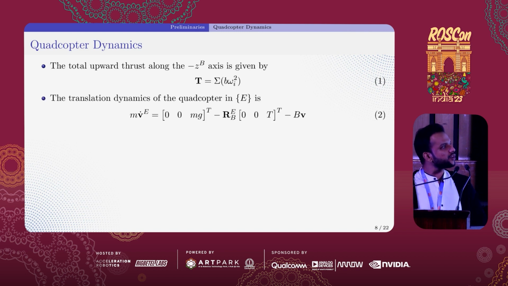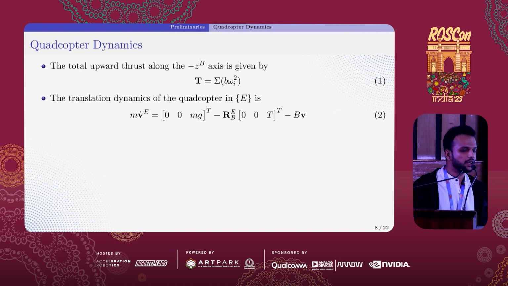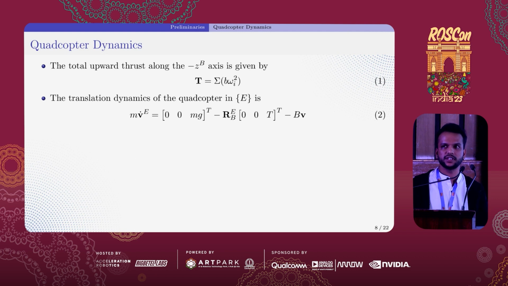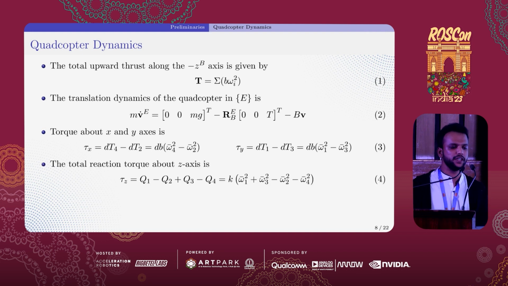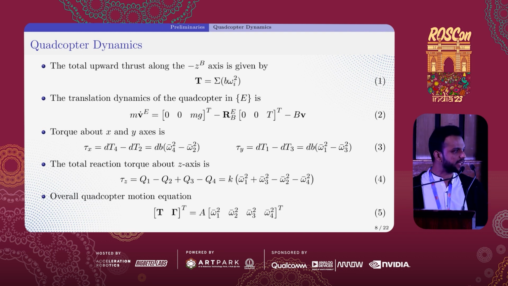The translation dynamics of the quadcopter in the earth frame will be given by this equation, where, as you can see, there is an mg term, which is the gravitational pull, and you have to rotate the thrust from the base frame to the earth frame, and there is also a velocity term. So these are the translation dynamics. Similarly for the rotational dynamics, the torque along the x-axis and y-axis will be given by this equation, and the torque along the z-axis, meaning the yaw moment, will be from this. So the overall quadcopter motion equation will look something like this.